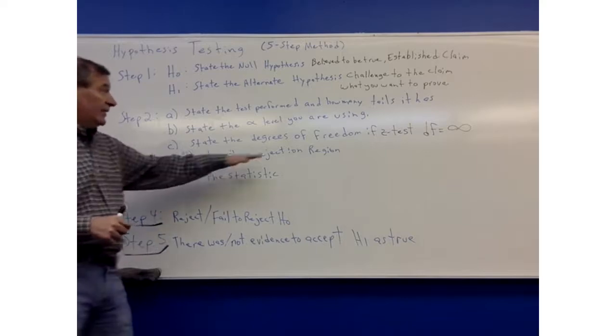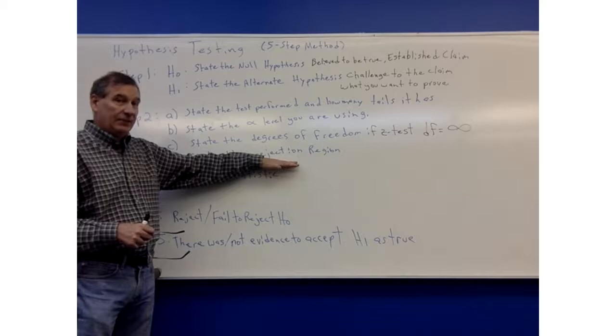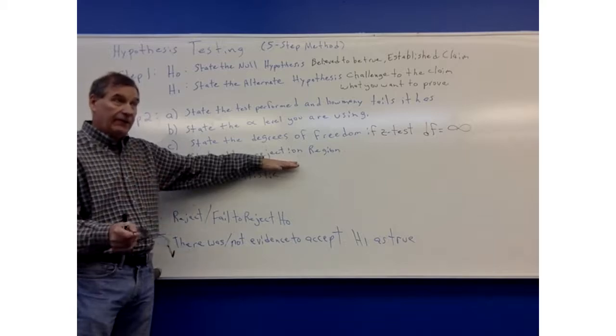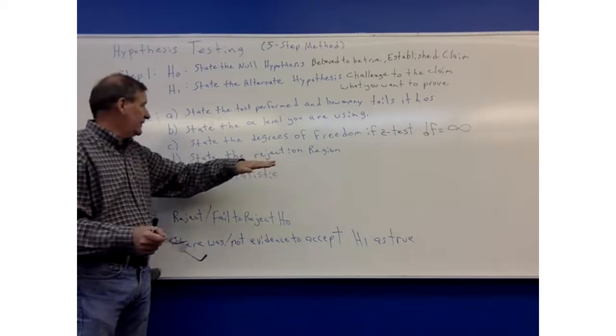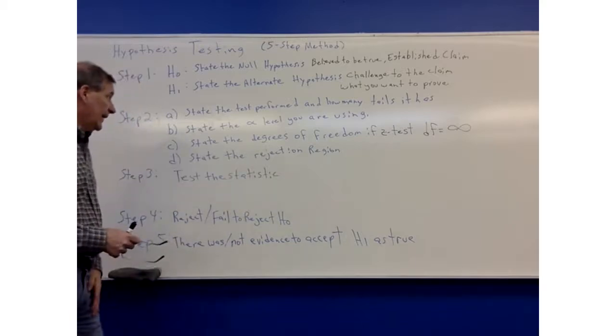State the rejection region. That is going to come off the t-table, the t-table that you learned how to read for the confidence intervals. That is exactly the table we use to do this.